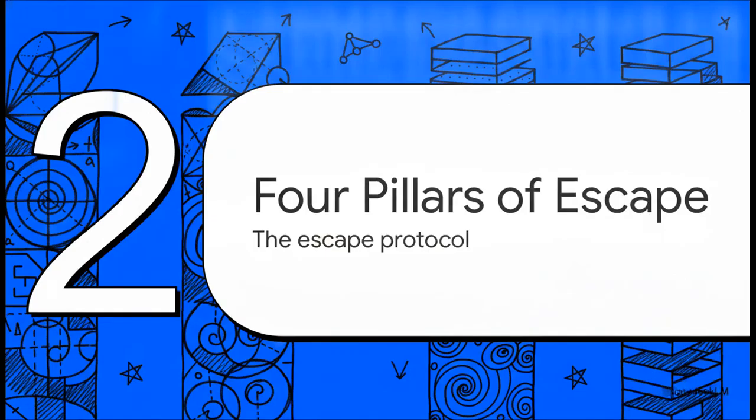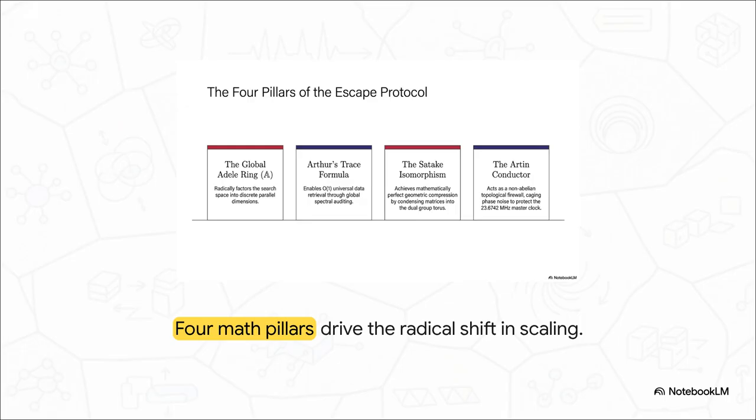Let's move on to part 2, the 4 pillars of escape. To actually pull off this massive leap in efficiency, the new architecture fundamentally relies on 4 really profound mathematical concepts. Think of these as our core heroes driving the whole protocol. We have the global Adele ring acting as our radical space factorizer, Arthur's trace formula for instantaneous O(n) data retrieval, the Satake isomorphism for geometric compression, and finally the Artin conductor, which acts as our non-abelian topological firewall.